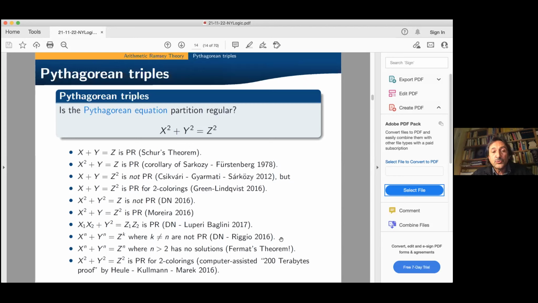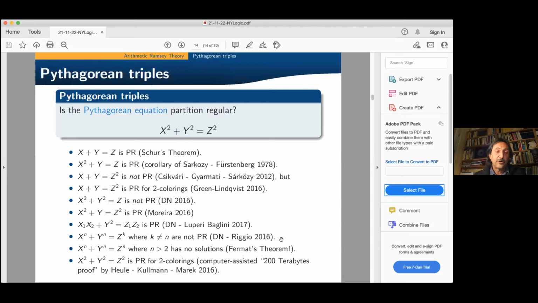And you see x plus y equals z squared is partition regular for two colorings. So it may be the case that some equations look partition regular for two colorings, but not in general for finite colorings. And for instance, there was this famous result in 2016, the last one that is mentioned here, where they proved with a huge computer-assisted proof that for two colorings, one has the partition regularity of the Pythagorean equation.